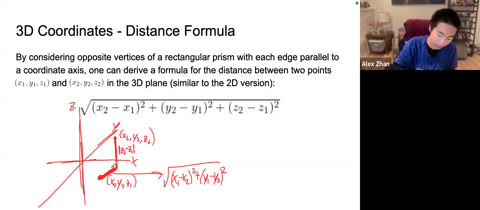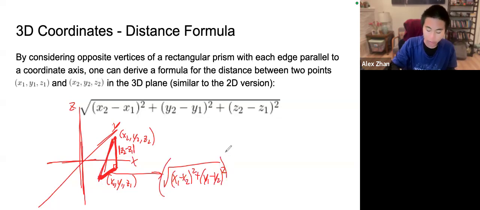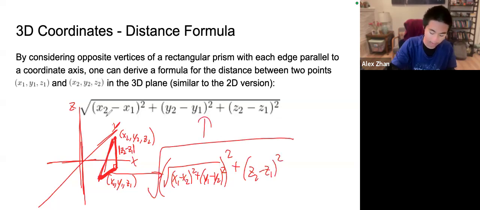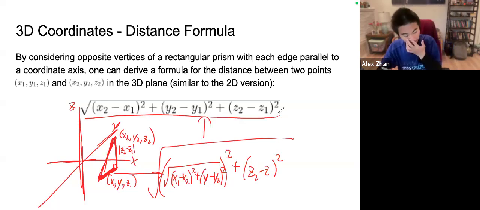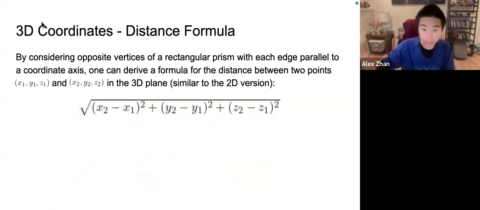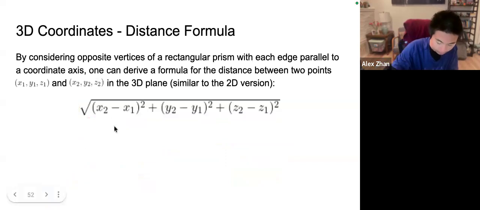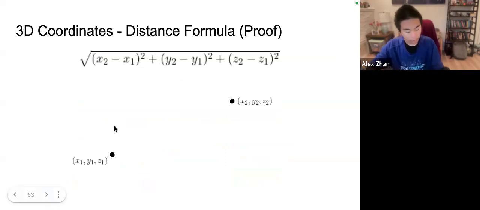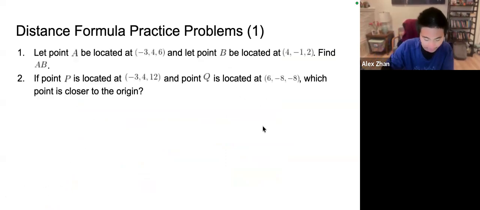But then we have a right triangle, right? So we can actually just apply Pythagorean one more time. So we square this and add (z2 minus z1) squared and square root that, and we get this. So that is how you derive the distance formula in 3D. And after this, we'll be doing a little practice.